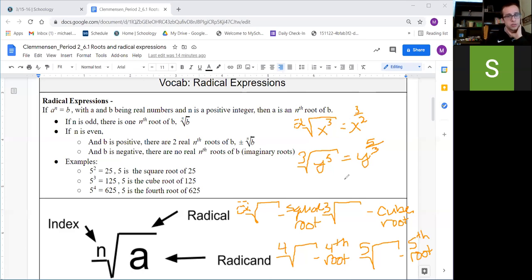Are there any questions on any part of the radical, any of the names over here, or how to go from radical form to exponent form?